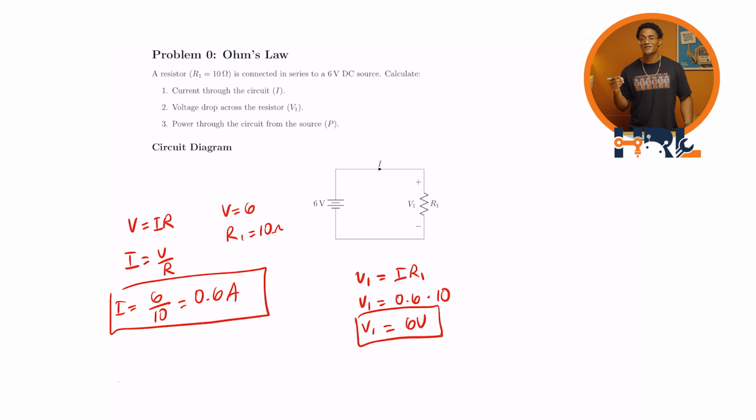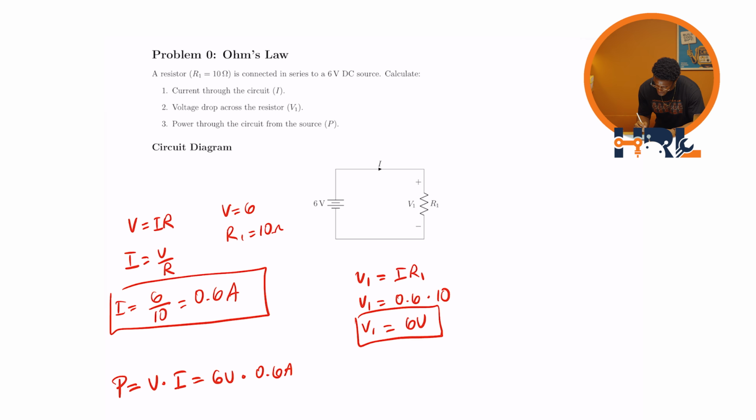Now the last part is to find the power coming from the source. Power is given by voltage times current. The voltage from the source is 6 volts and the current coming from the source is 0.6 amps. So this tells us it is 3.6 watts. There we go. Very nice. Cool. So we answered all the questions in this problem.